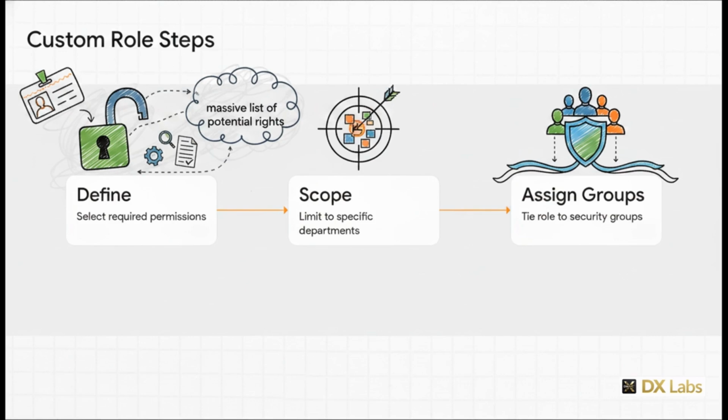Like maybe creating a role that allows someone to read audit logs but strictly excluding any permission to modify them. Second, you assign scope. This limits the role's power to specific groups, departments, or resources. And third, you assign groups. You simply tie this newly created custom role to the appropriate security groups.